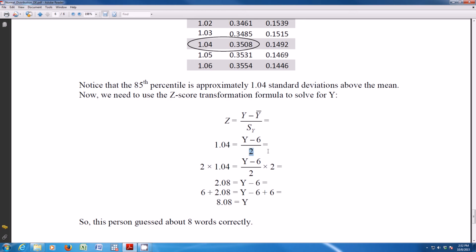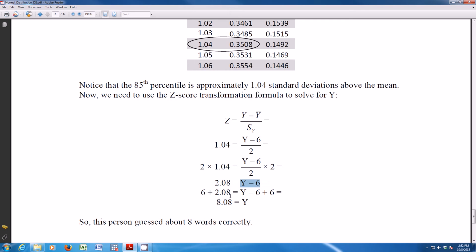So first we're going to get rid of this 2 in the denominator by multiplying each side by 2. That will cancel this 2, and that will give us 2 times 1.04, or 2.08, on the left side of our equality. It'll give us y minus 6 on the right side. To get rid of the 6, we're just going to add 6 to both sides.